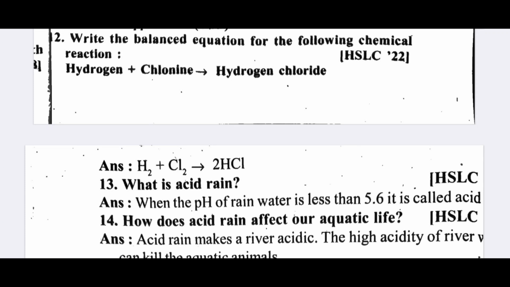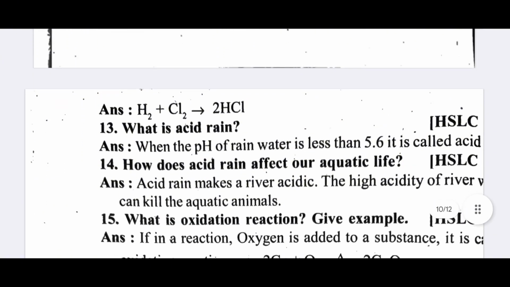What is acid rain? When the pH of rainwater is less than 5.6, it is called acid rain. How does acid rain affect our aquatic life? Acid rain makes a river acidic. The high acidity of river water can kill the aquatic animals.